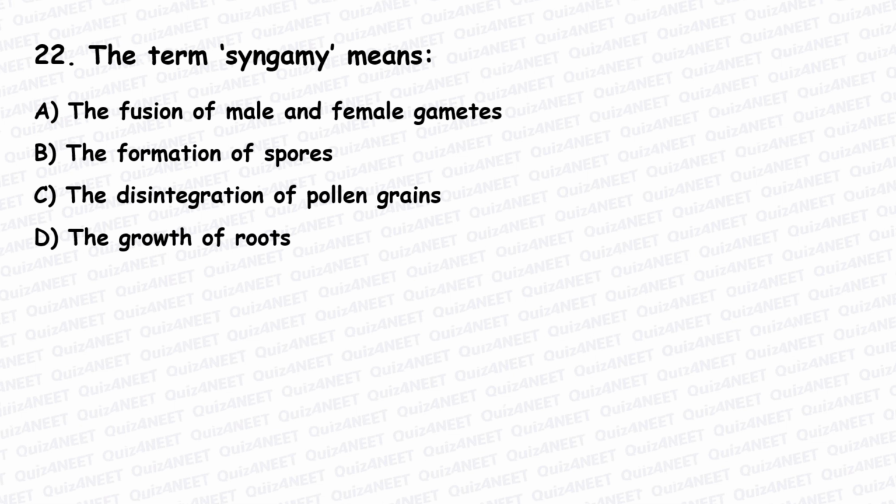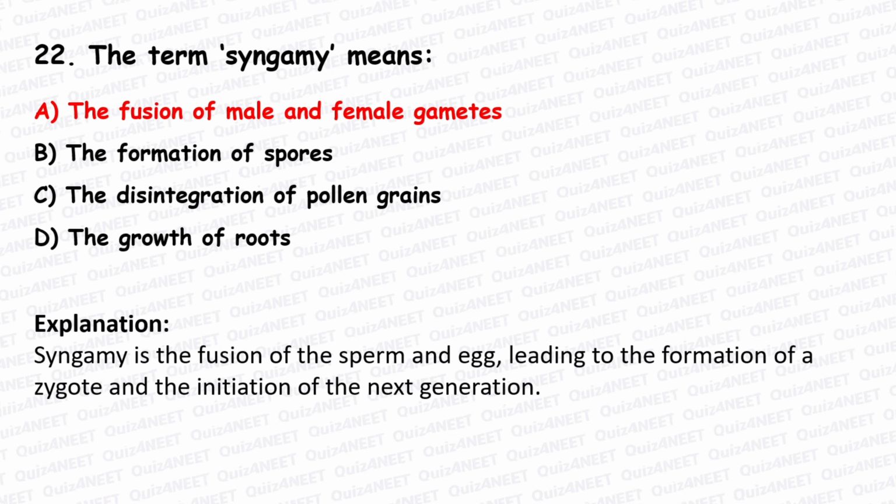22. The term syngamy means A. The fusion of male and female gametes, B. The formation of spores, C. The disintegration of pollen grains, D. The growth of roots. The right answer is A. The fusion of male and female gametes. Explanation: Syngamy is the process where the male and female gametes unite, resulting in the formation of a zygote.